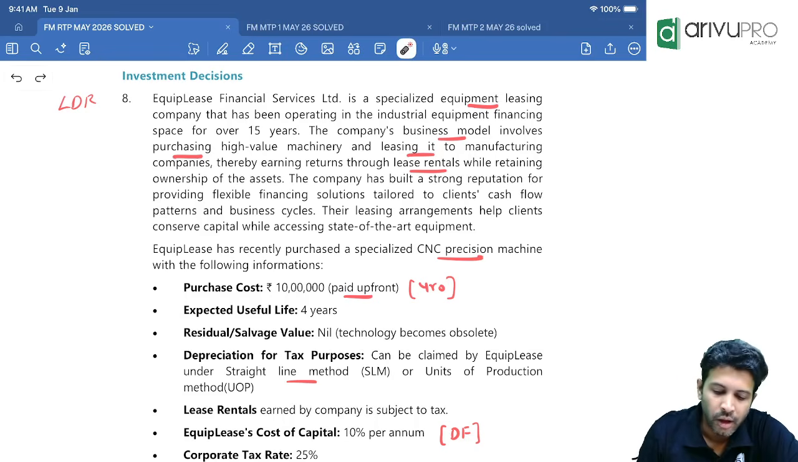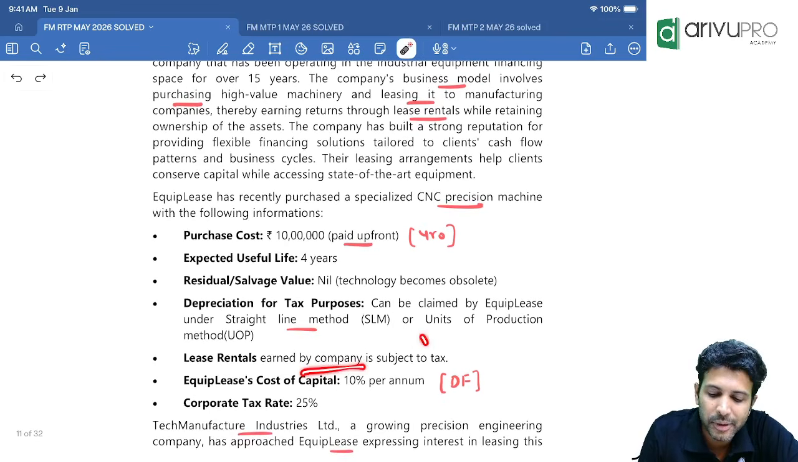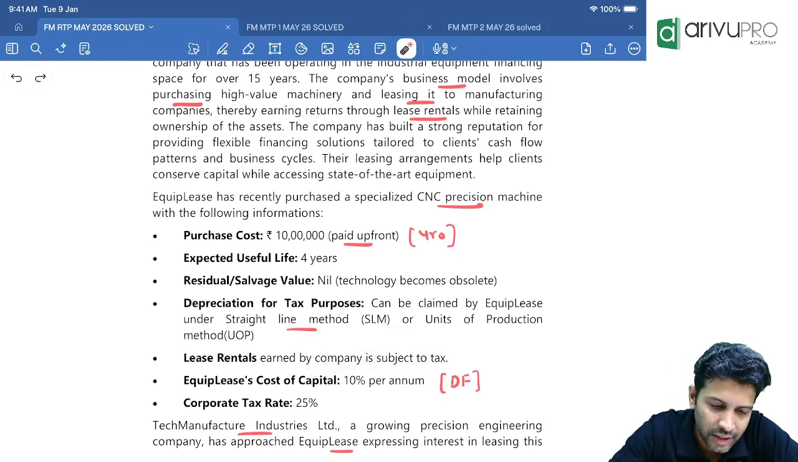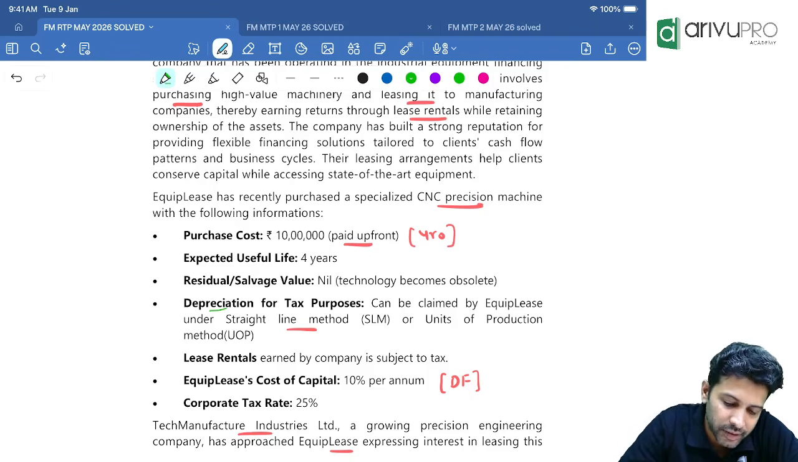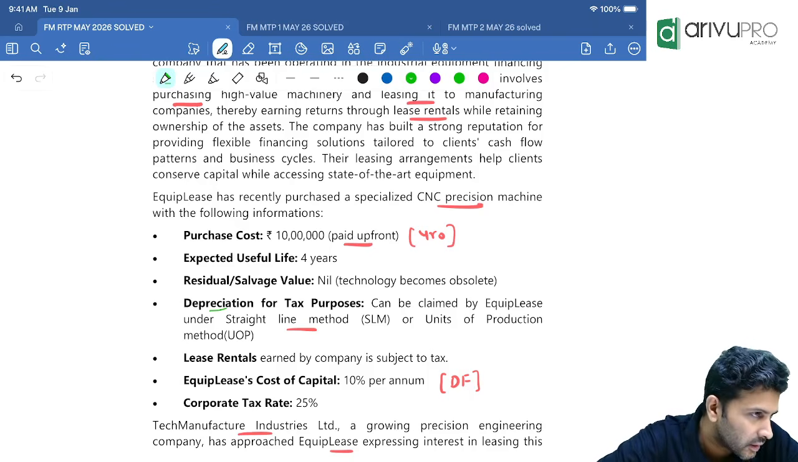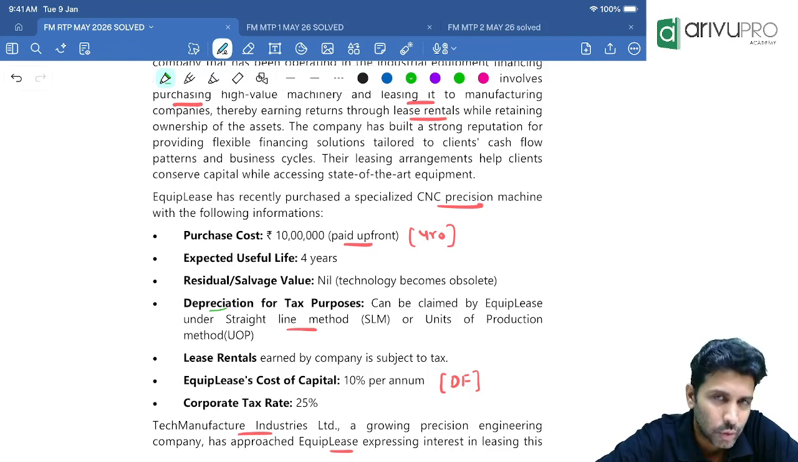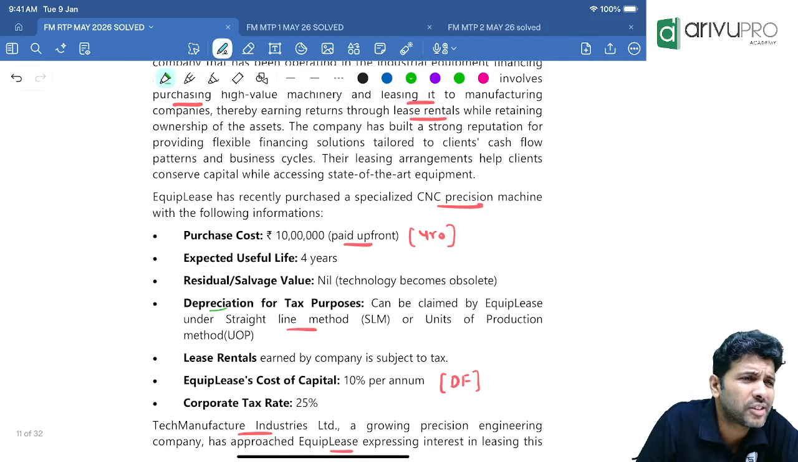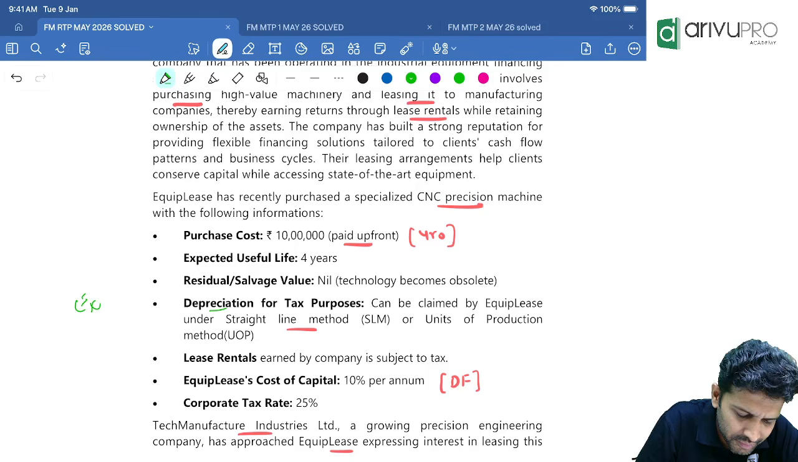Fine. Now, lease rental earned by the company is subject to tax. One second, everybody. I want you to clarify one piece of information for me. Depreciation for the company is what? An expense or income? For the company, we have purchased the asset. So, depreciation is an expense or income? Obviously expense. What expense? Non-cash expense.